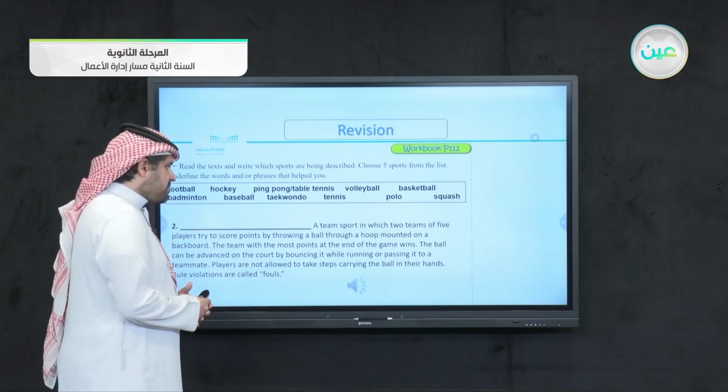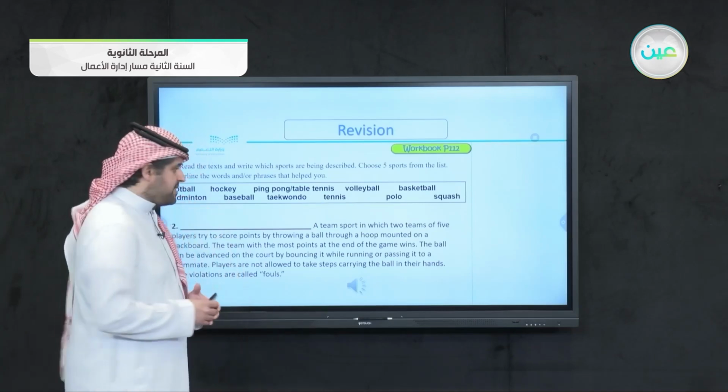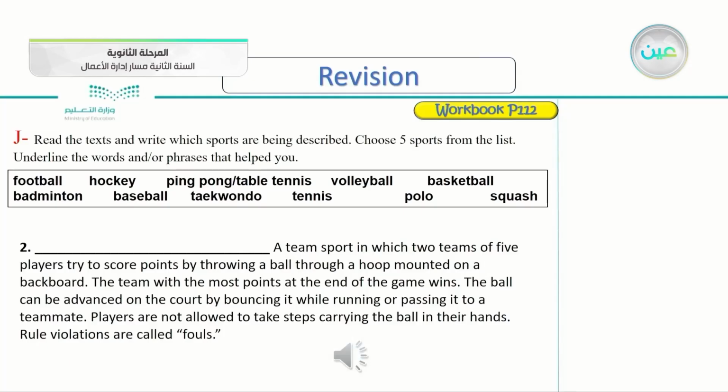So here it says a team sport of which 2 teams, each team is 5 players, try to score points. So it's called points, not goals. Points by throwing a ball through a hoop. A hoop, it's like a net, through a hoop mounted on a backboard. The team with the most points at the end of the game wins. So they are using a ball, and it's forbidden to carry the ball, even though this sport is using hands, but it's forbidden to carry the ball with your hands. So yes, very good. It is basketball.